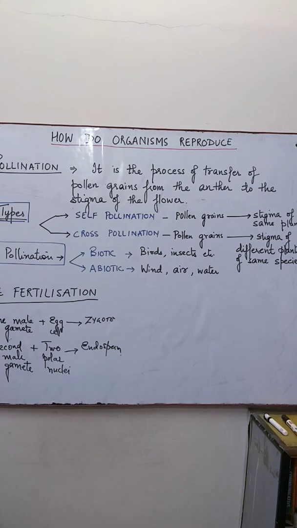So this is a characteristic of angiosperms. Double fertilization happens only in angiosperms, and it is defined as a process of flowering plants in which two male gametes are released and are used in fertilization. One male gamete fuses with the egg to form the zygote, whereas the second male gamete fuses with the two polar nuclei to form an endosperm.